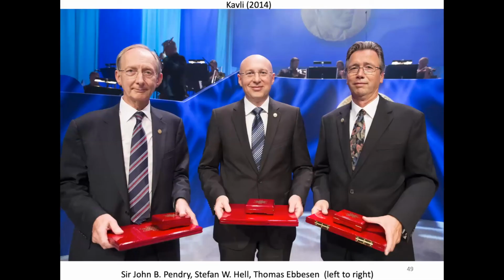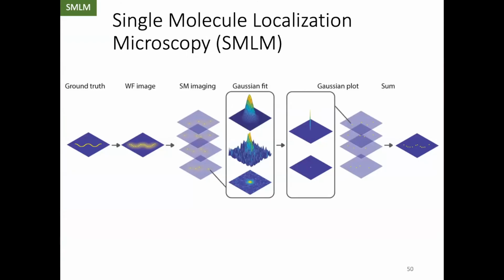And so this is Stefan Hell in the middle. This is John Pendry, and this is Thomas Ebbesen. The three of them together were awarded the Kavli Prize. So it's after the Nobel Prize. The Kavli Prize is the most important in nanotechnology. Thomas Ebbesen, of course, not for super resolution microscopy, but for extraordinary light propagation through tiny holes. But this was an important event.